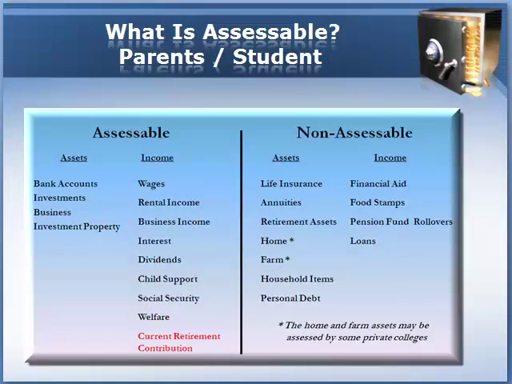It's important to understand what the school is looking for. What is assessable? Parents and students. This is basically a partial list of what's assessable and non-assessable. Our EFC calculator has this built into it, and we also have thorough knowledge of what's assessable and not assessable.